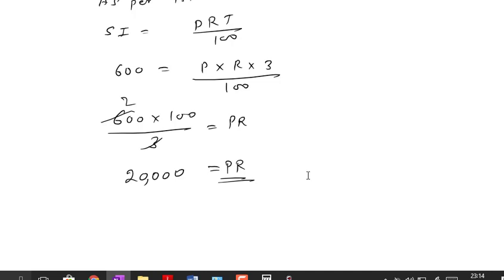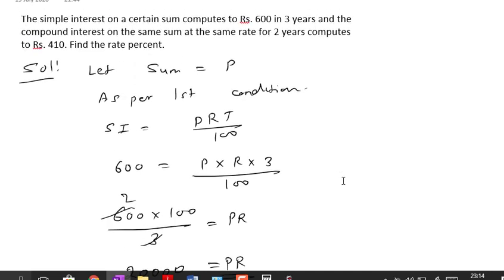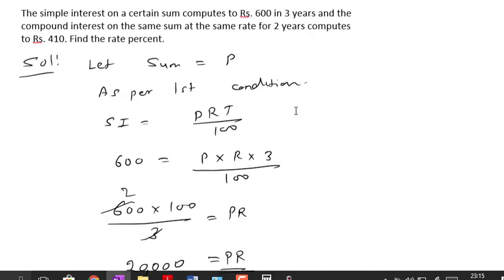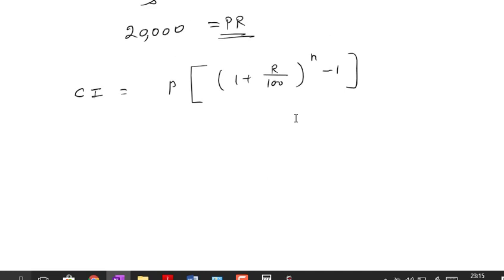Now next, what is given? It is given that the simple interest on a certain sum is rupees 600 in 3 years, and the compound interest on the same sum at the same rate for 2 years computes to 410. Now the formula for compound interest is P into, inside the bracket, 1 plus R upon 100 to the power n or t, minus 1. Okay, this is the formula for compound interest which we can use directly. So the compound interest for 2 years is given as rupees 410. So better I will write 410 here. 410 is equal to P.